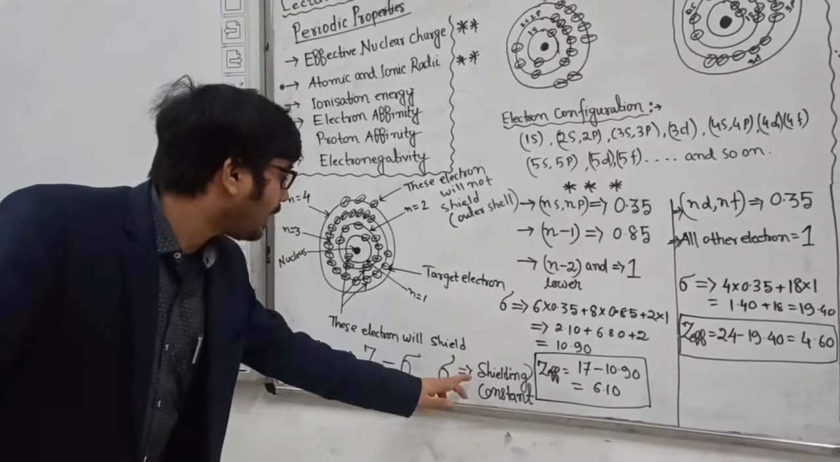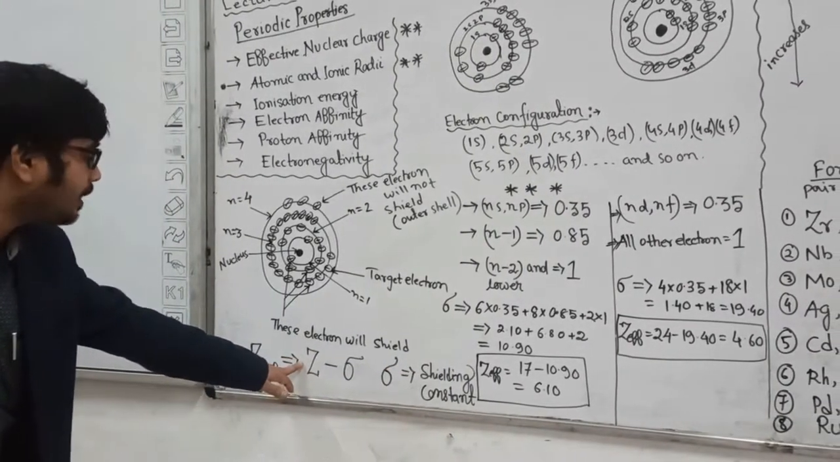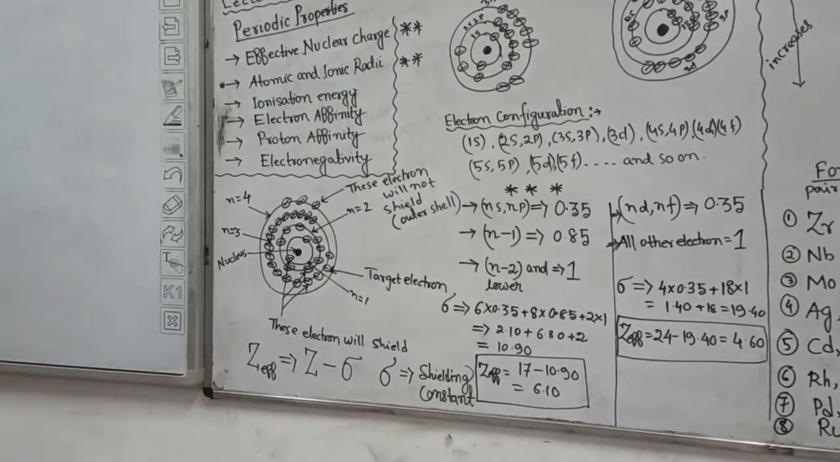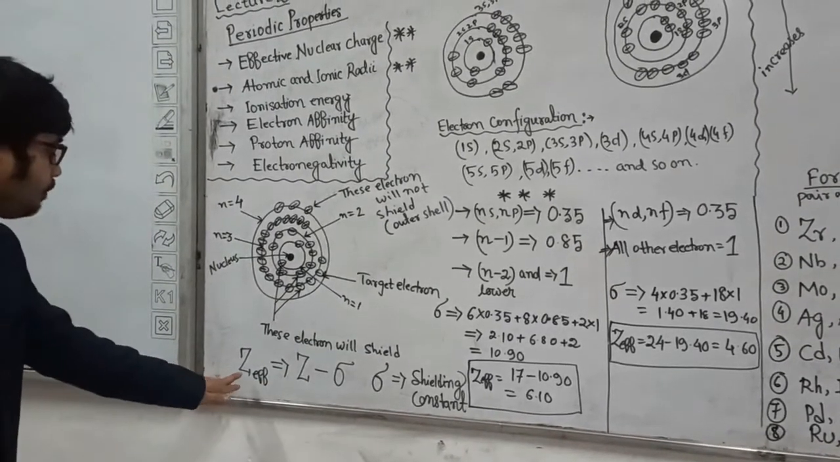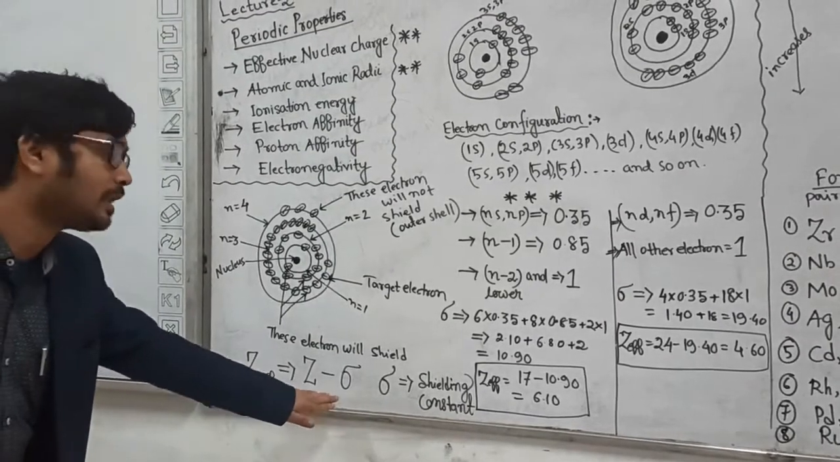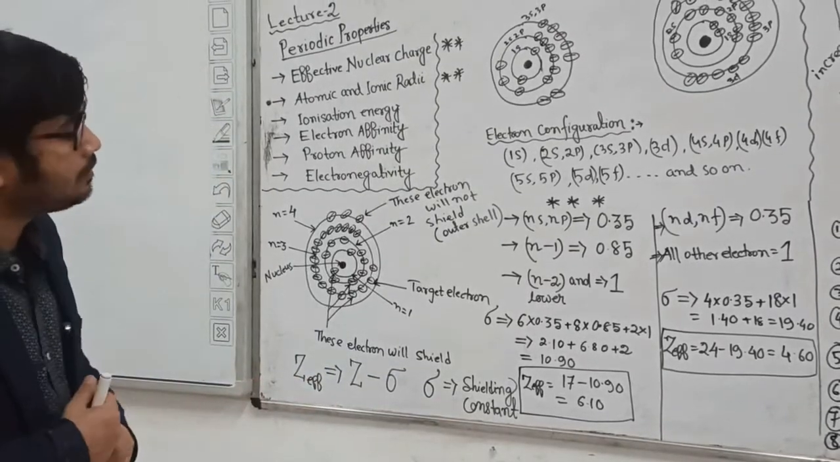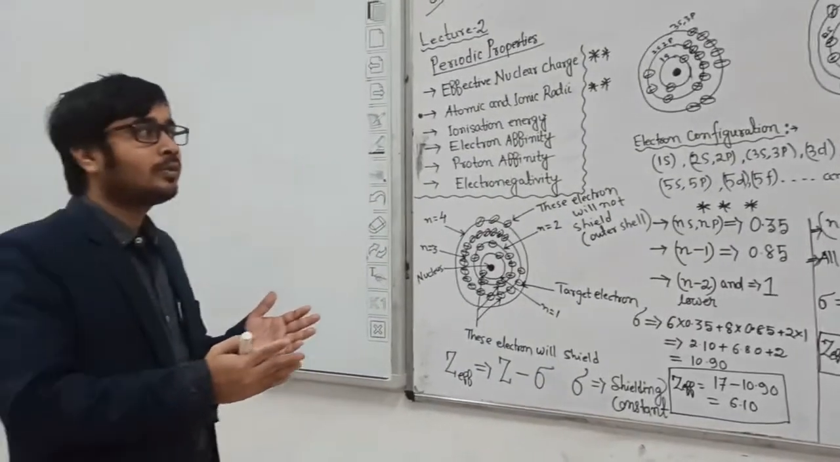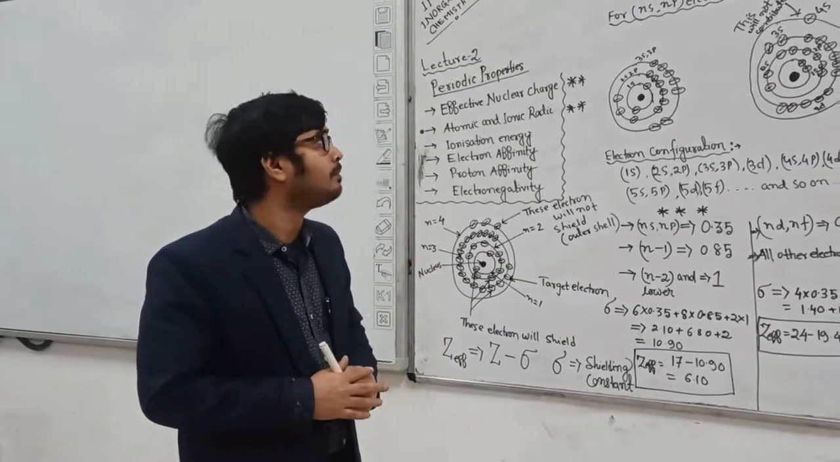If you can calculate sigma, you already know the actual charge from the atomic number, so you can easily calculate the Z effective. Now in your exam, mostly they either want to know the effective nuclear charge, or sometimes they ask what is the shielding constant or what is the value of sigma. Now in general there are two cases that you may encounter in your exam.